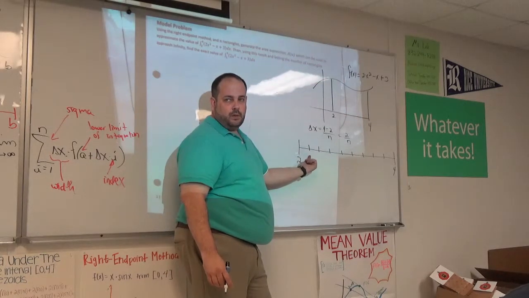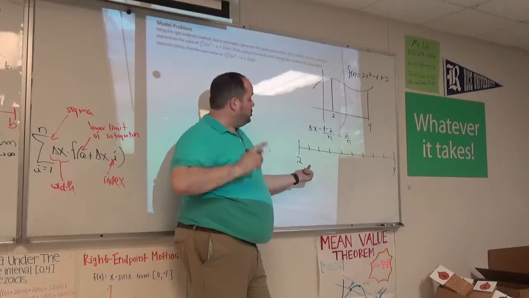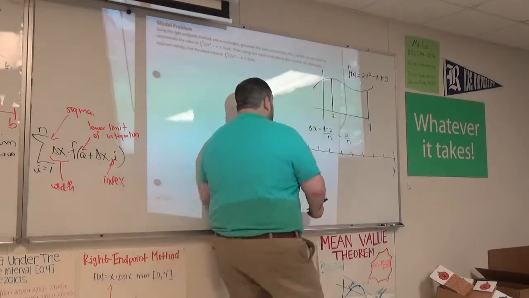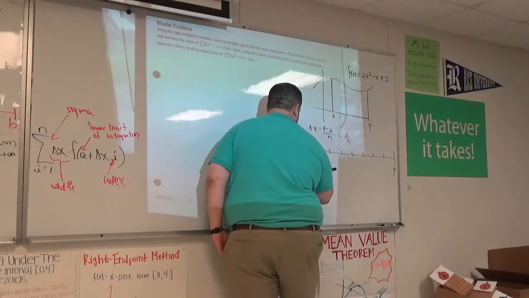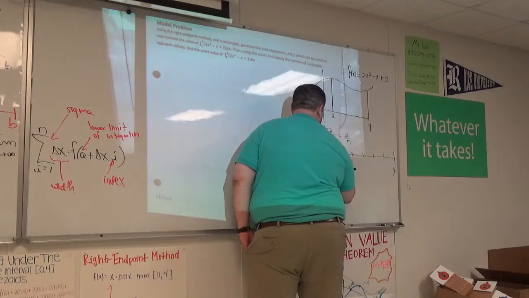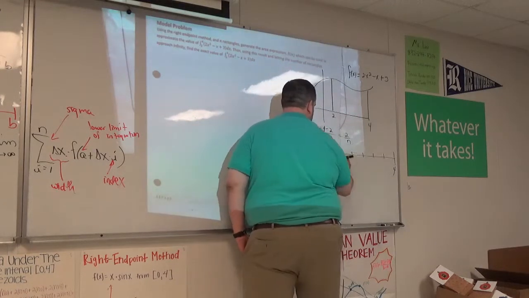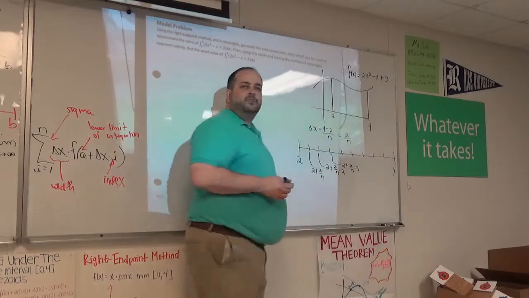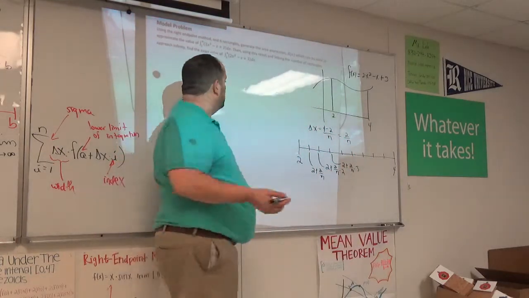2 plus 2. If I'm starting at 2 and that interval has a width of 2 over n, then it must be that I'm ending at 2 plus 2 over n. This next one is 2 plus 2 over n times 3, and so on all the way out to the last one.